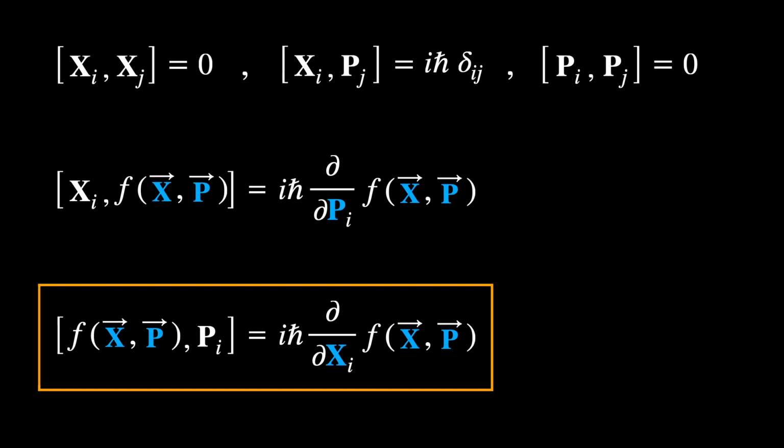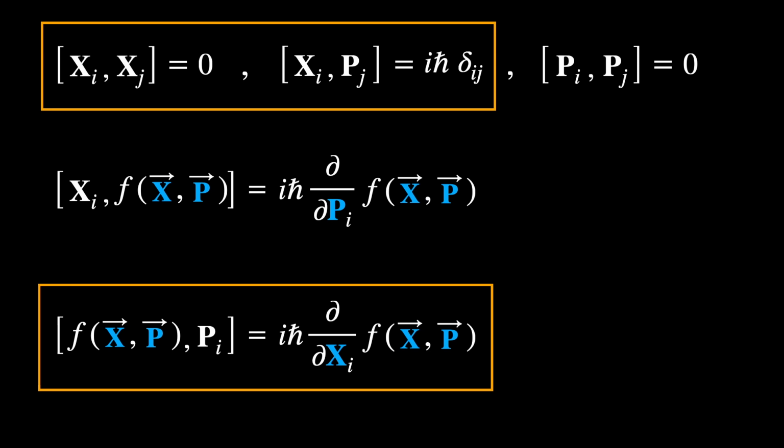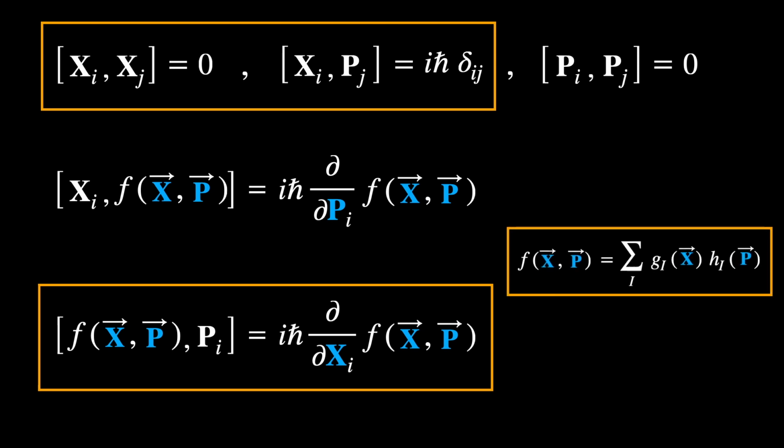The proof is practically identical with what we have just gone through, and made use of only the basic commutators at the top as well as the xp representation of f. Together, these equations allow us to evaluate any commutators of functions of x and p quite easily.